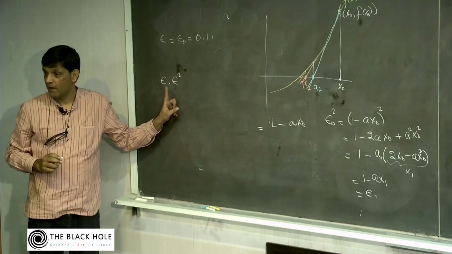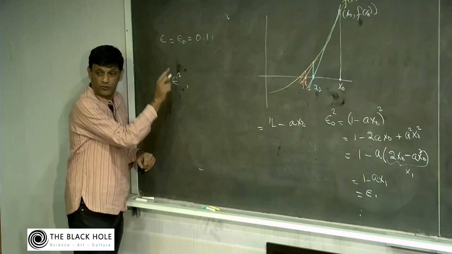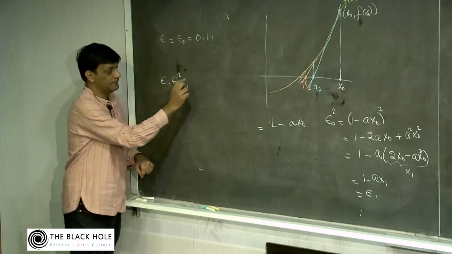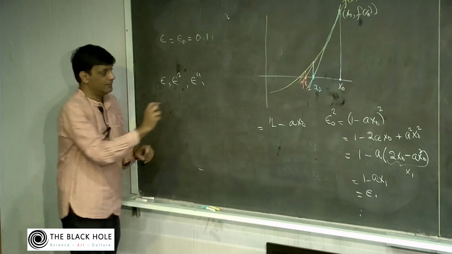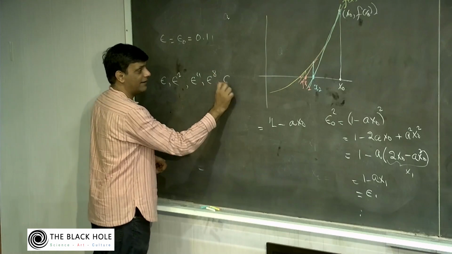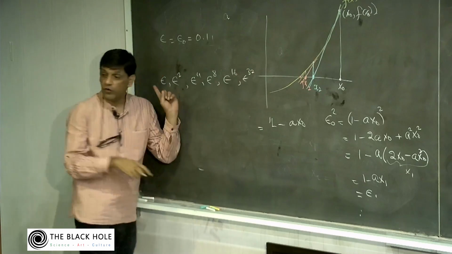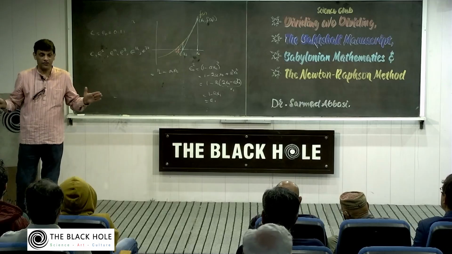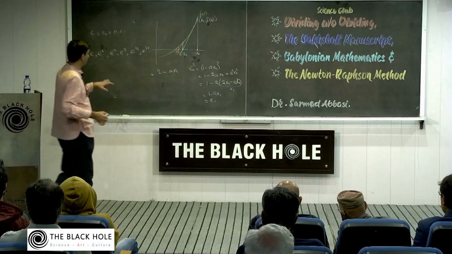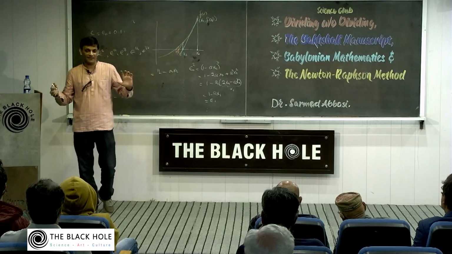squared. And then the next error is going to be the square of this, which is 4. And next error is 8. And next error is 16. And next error is 32. So you will double your accuracy every time, the number of digits. Okay, so this will very quickly converge to the right answer.